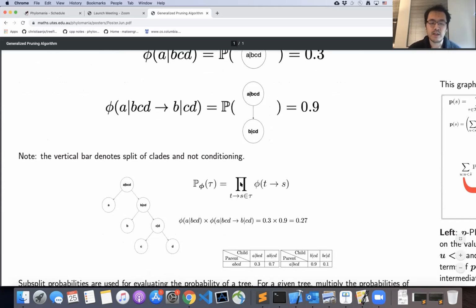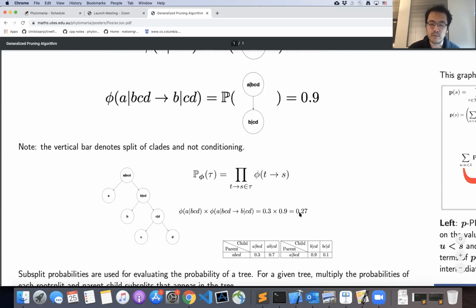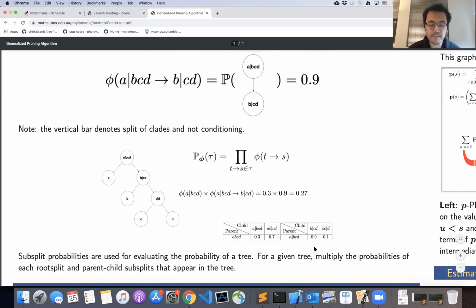So what this means is that you can compute the probability of a given tree by just multiplying these conditional probabilities. So for example, this tree has probability of 0.27 because 0.3 for choosing the loose split and 0.9 for splitting BCD as such, so B from CD.